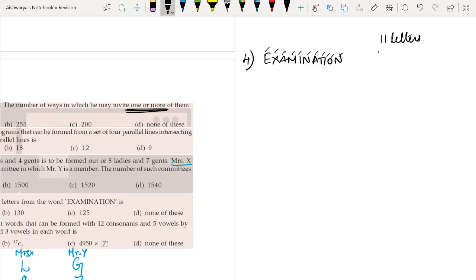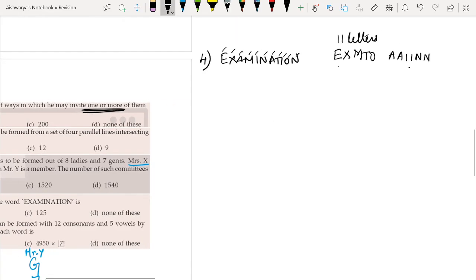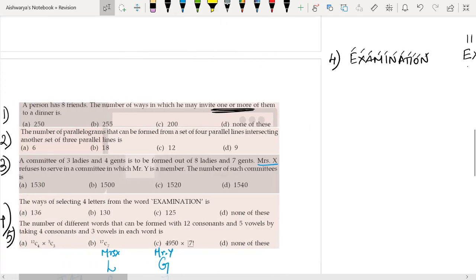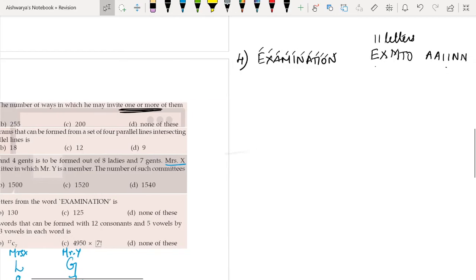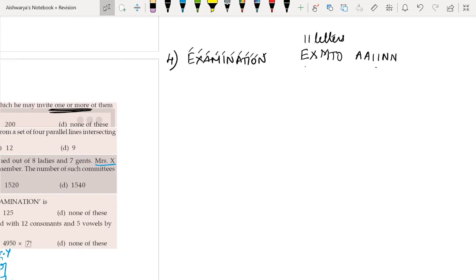Repetition and non-repetition, we will write it separately. E, X, M. A is repeated 2 times. Let me write that separately. I is repeated 2 times. N is repeated 2 times. Those are separate. So the remaining letters are M, T, O. So 5 and 6 makes it 11 letters. So this is how the word examination is. Now how many ways can you select 4 letters from this word?